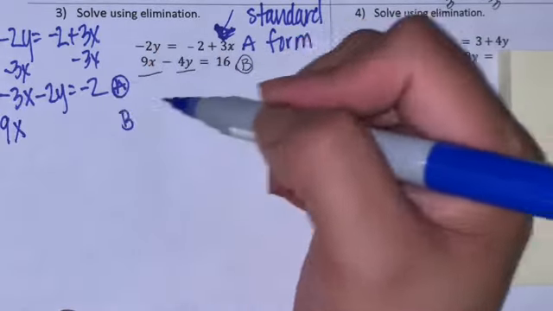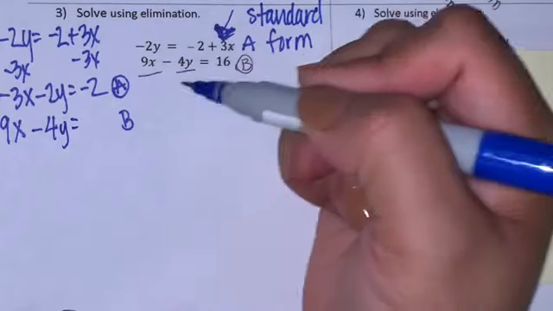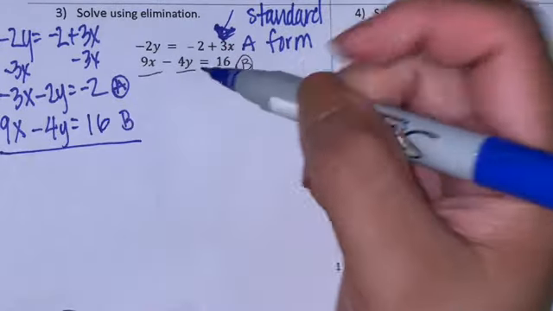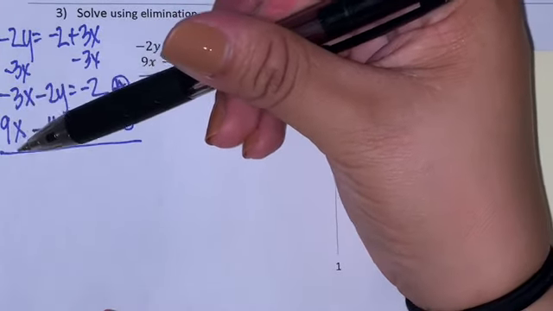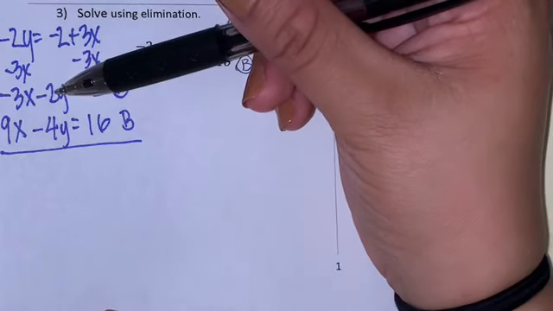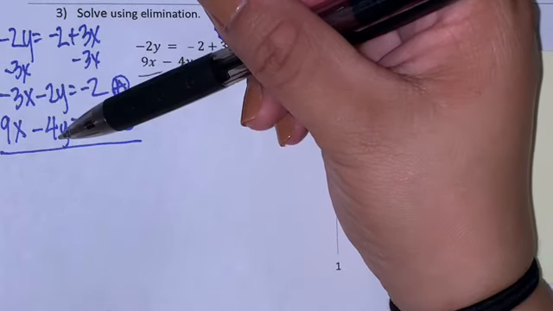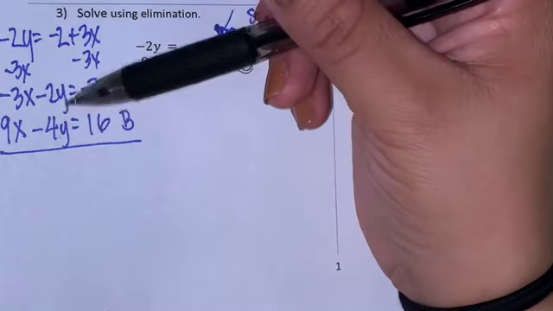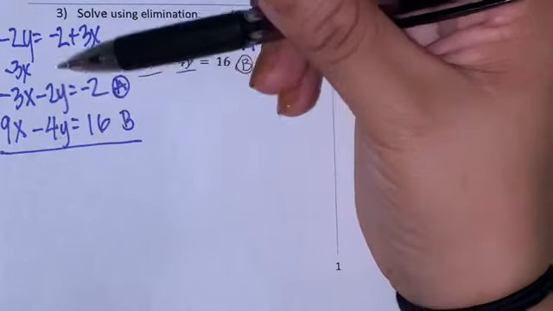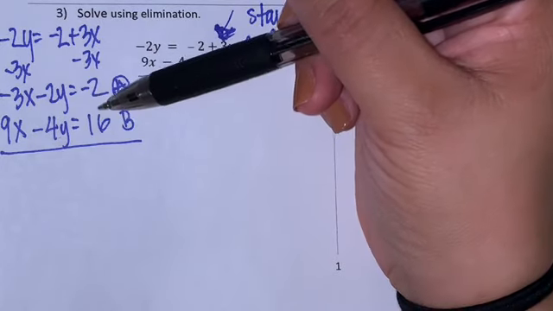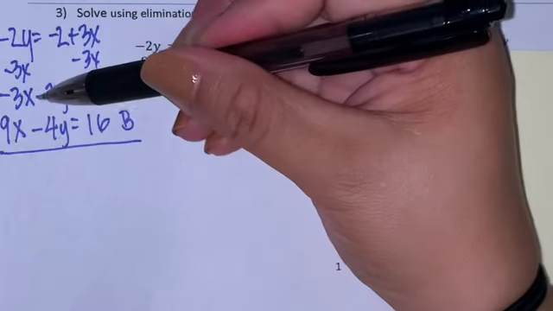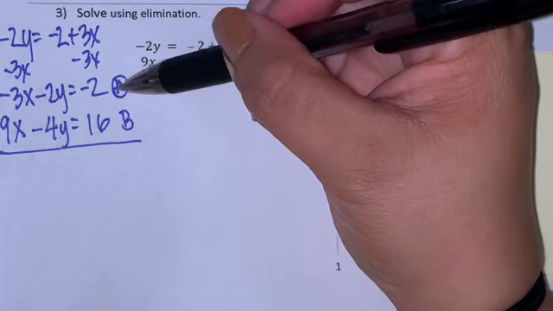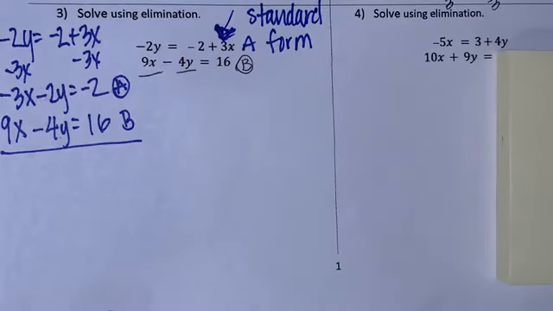Now I have 9x minus 4y equals 16. So from here, I know that 3 and 9 are in the same family, and I know that 2 and 4 are in the same family. So I think what I want to do is eliminate the 4 because I think an even number is easier to deal with. But when I'm eliminating the 4, they have to have the same opposite sign. So I'm going to multiply equation A by a negative 2. So everything here will be multiplied by negative 2. So I'm going to be making equation C.